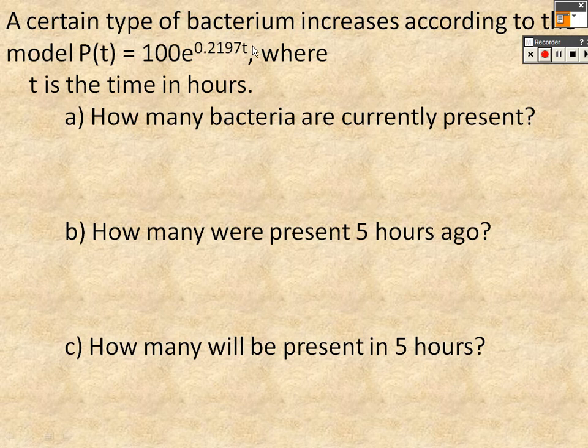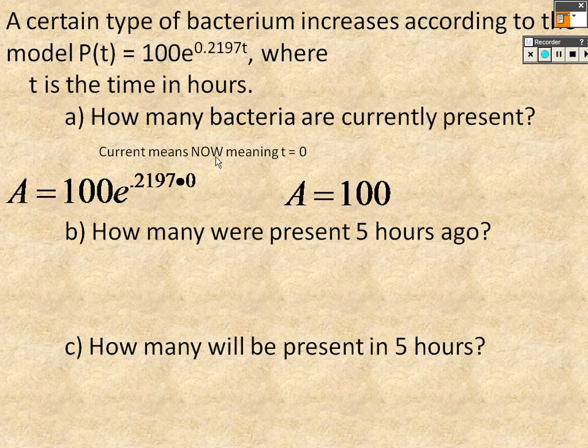How do you know? If you plug in a 0 here, you end up getting 0 as an exponent. E to the 0 power, for those of you that don't already know, is a 1, and 1 times 100 is 100. So at time 0, before anything happened, that's how you know that it's 100 that went in there when you plug it in.